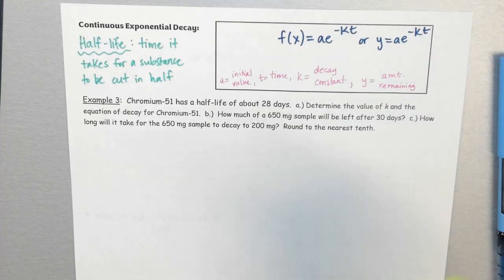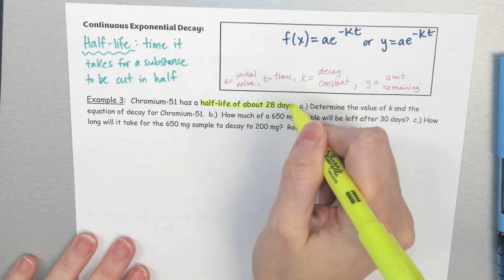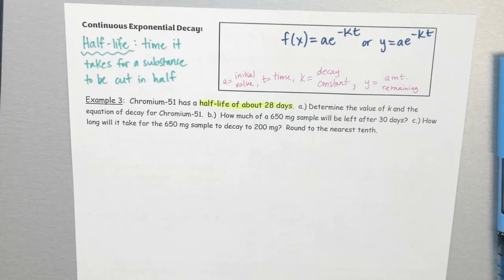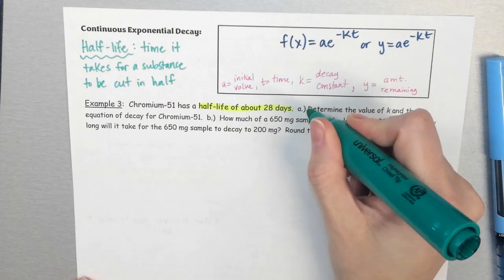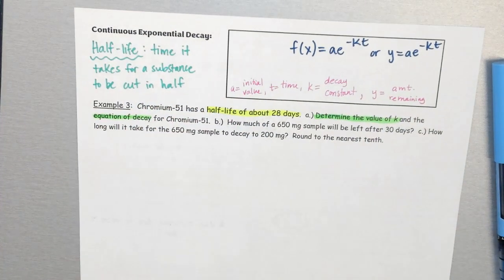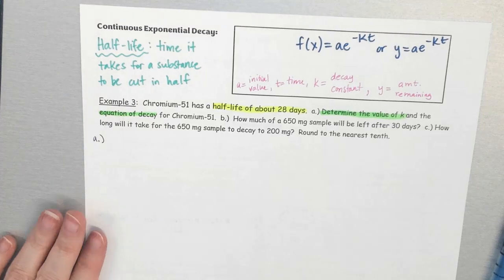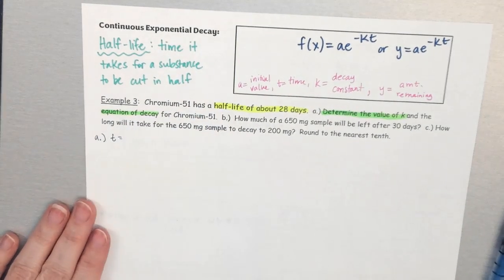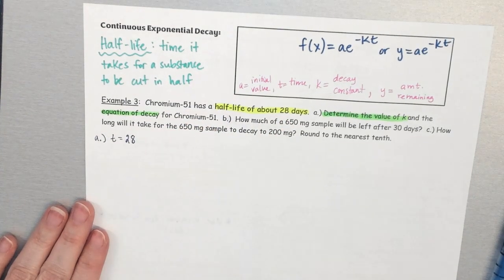Okay, and in our example 3, we're talking about the element chromium-51. That has a half-life of about 28 days. So we have to, for part A, determine the value of K, so determine the decay constant, and the equation of decay for chromium-51. Okay, so what we know is the time. They give you the half-life of 28 days. So the time is going to be 28 days.